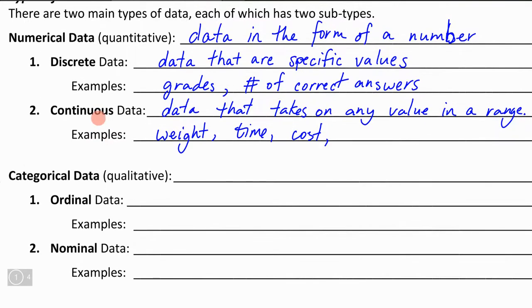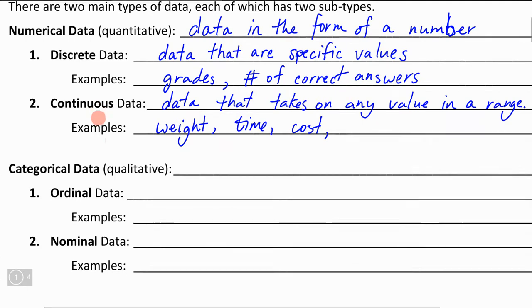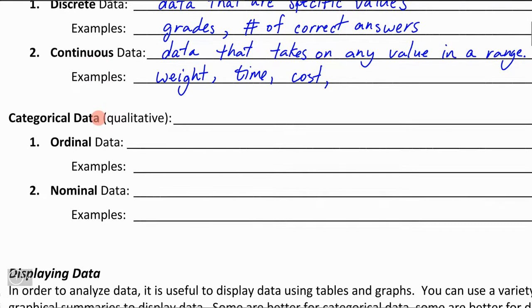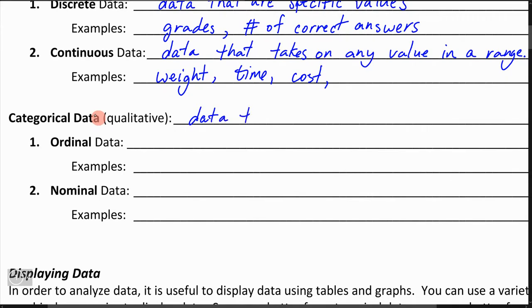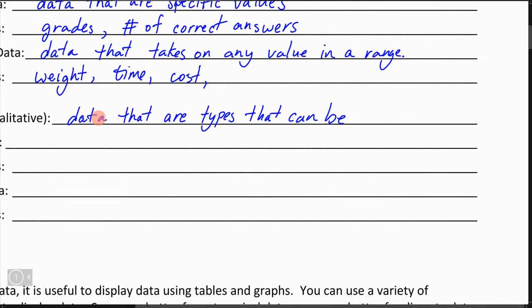All right, so on the other side of numerical data, we also have categorical data. So data that's not necessarily in the form of a number, but it could still be data that's counted. But it's more like qualitative data. So data that are types that can be counted.